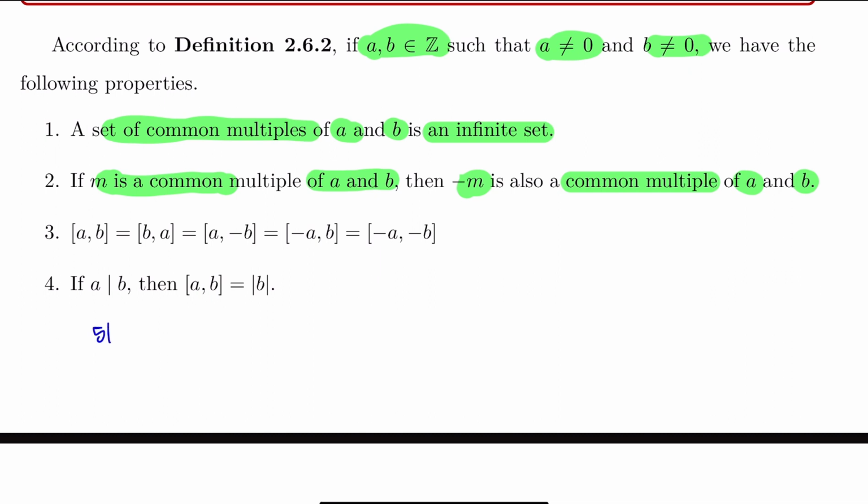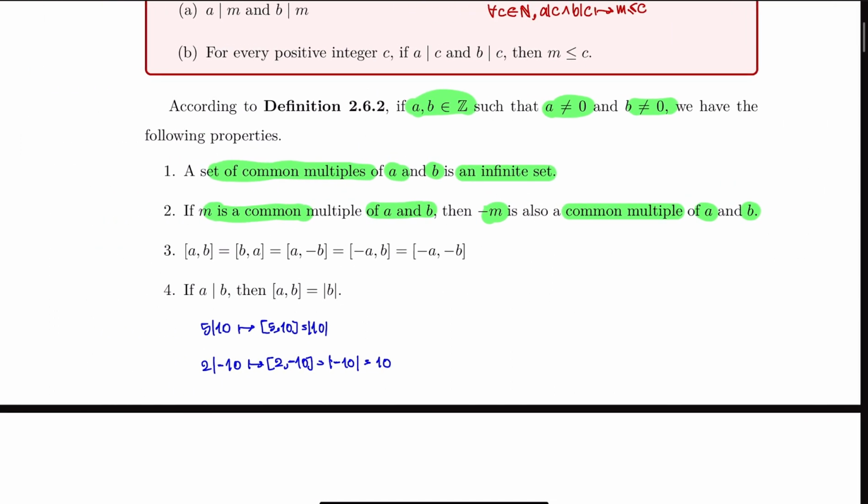Let me think of this example. Let's say 5 divides 10. The least common multiple of 5 and 10 is just 10, the absolute value of 10. Or you may have 2 divides, let's say, minus 10. What is the least common multiple of 2 and minus 10? It turns out to be the absolute value of 10. The absolute value of 10 is 10, and 2 divides 10, and minus 10 divides 10. That's number 4.